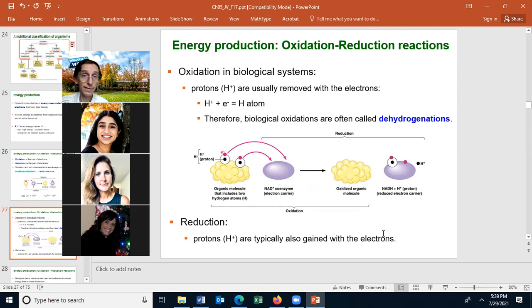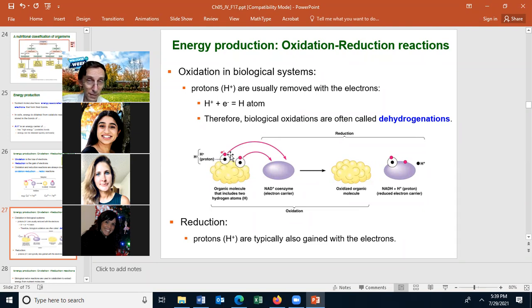In biological systems, oxidation-reduction reactions do happen with the electron, but usually protons are removed and then follow the electrons. Now remember, a proton is a hydrogen ion, a hydrogen atom missing the electron. And so the proton, the H plus, plus the electron equals the hydrogen atom. And usually in biological oxidations, the hydrogen follows the electron, like right here.